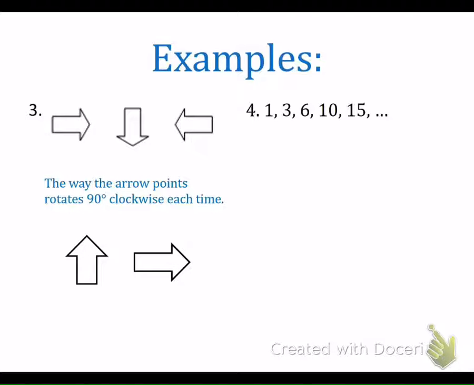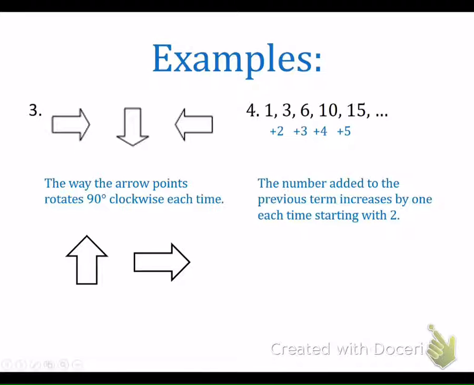Okay, so you can see what are we doing each time? We're adding a number, and that number is going up. So the number added to the previous term increases by 1 each time, starting with 2. Another way to say that would be you're adding increasing integers. That's probably the word I would have chosen. Adding increasing integers starting with 2.